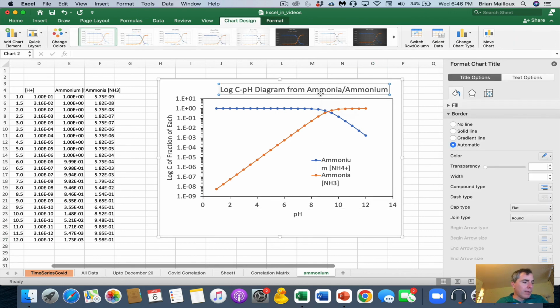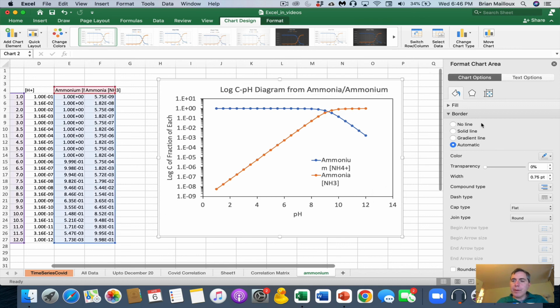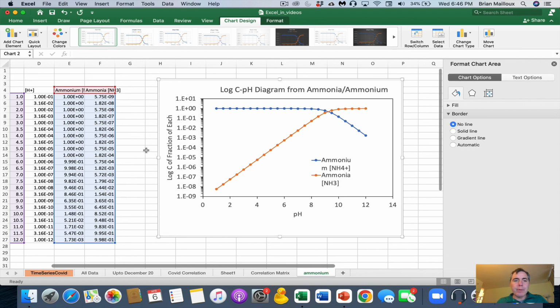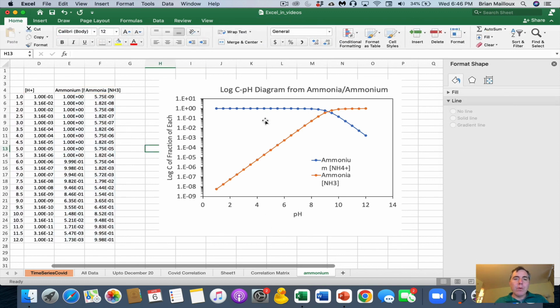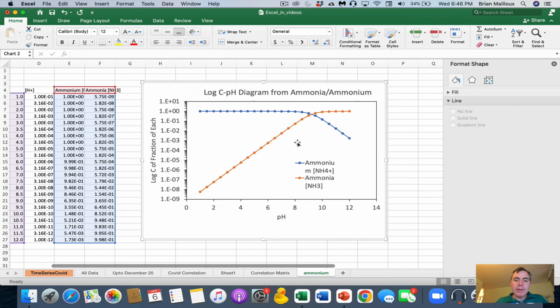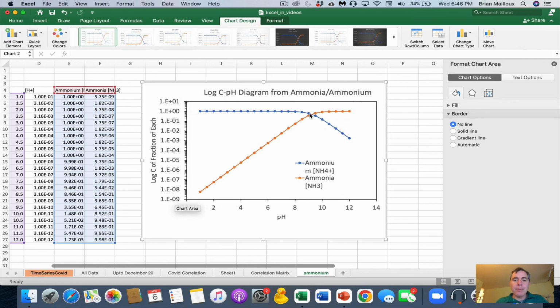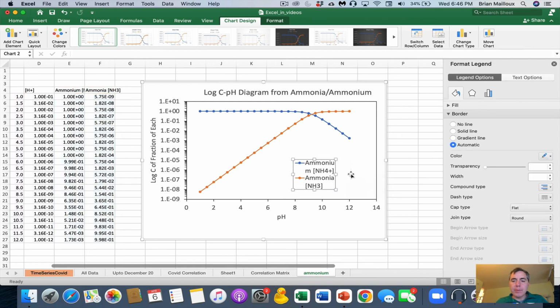And then usually I get rid of the border around the whole thing, because that way, when you paste it, it looks better. Now look, we have a nice graph that's showing, now you can see it, right? At this 9.24, they're equal. At low pH, high H+, so when it's acidic, you see very little ammonia and more ammonium. Let me make this a little bit bigger, that looks good like this. Yeah, I might put a border on that.